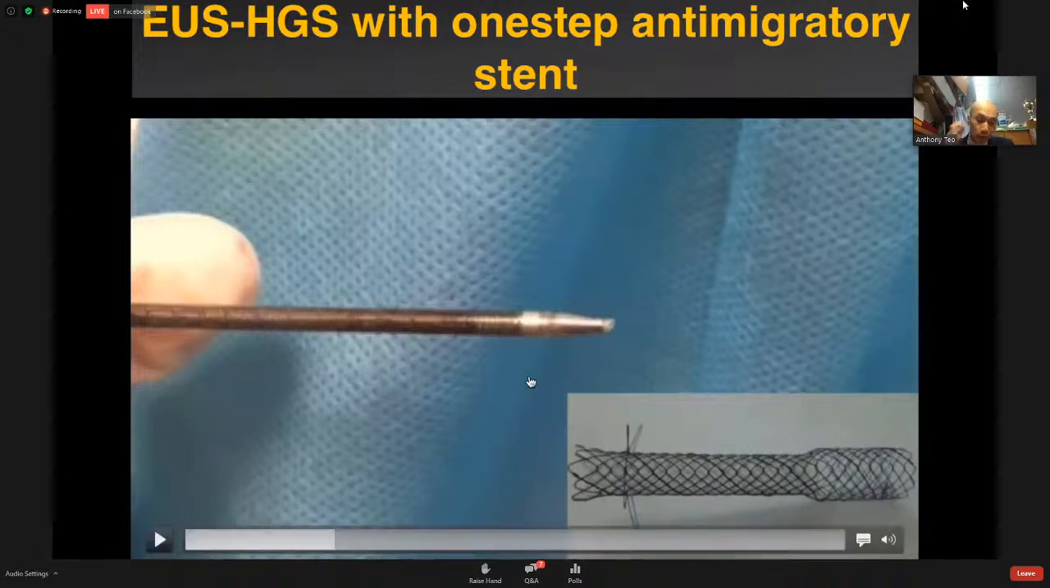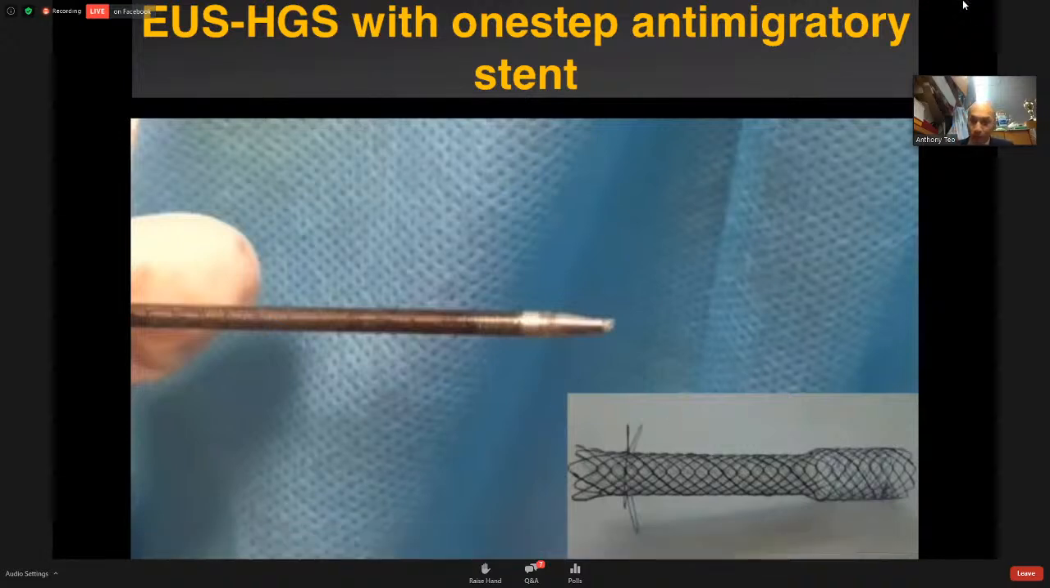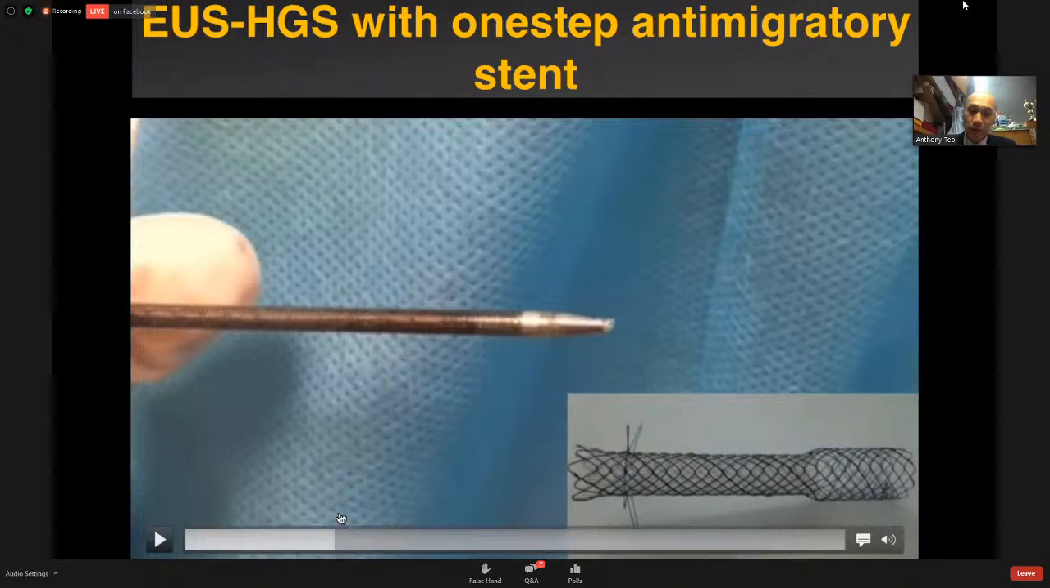Normally we would need to dilate the tract with a cystotome followed by a 4mm balloon. So there are at least 2 or 3 device exchanges required. And during device exchange, there's always a risk of complications or bowel leak. So by using this device after puncture, we can immediately change to this dilating delivery system.